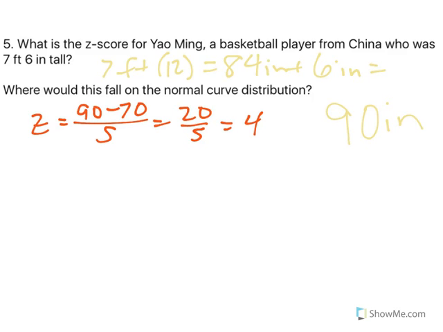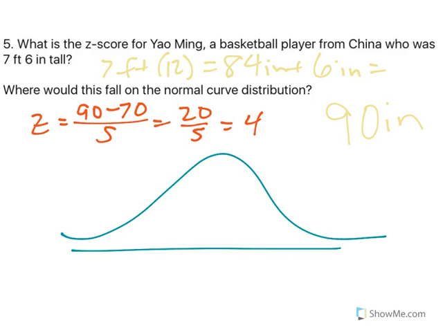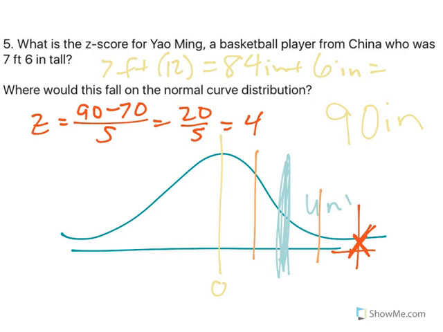Okay, so when we're talking about where would this fall in the normal distribution curve, well, that's the mean, a standard deviation of 0, because that's the mean. 1, 2, 3, 4. He's way out here. Remember, anything outside of 2 is unusual. The fact that he's at 4 means he is highly unusual. Yao Ming, highly unusual. And that's your introduction on finding z-scores.